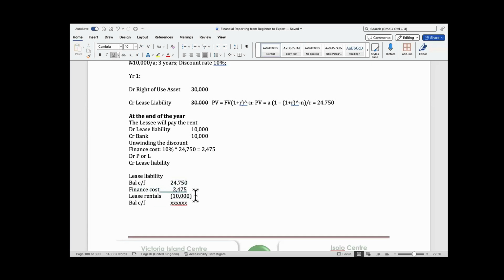Then what do we carry forward then? The balance now: 24,750 plus the finance cost 2,475, minus the lease rentals. Whatever you get, that's what you're carrying. That's your liability. That's what you carry forward.